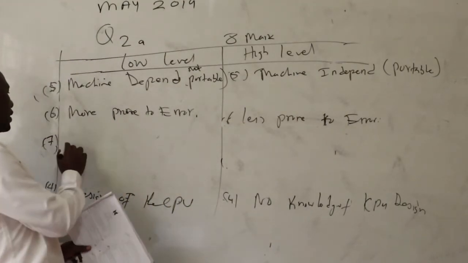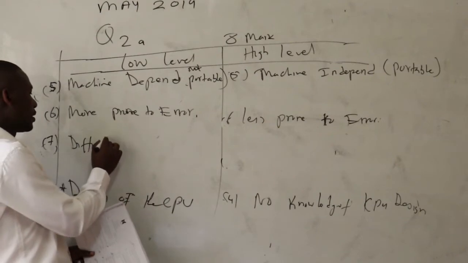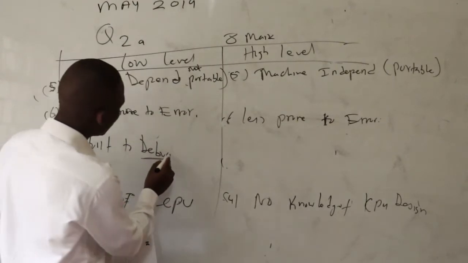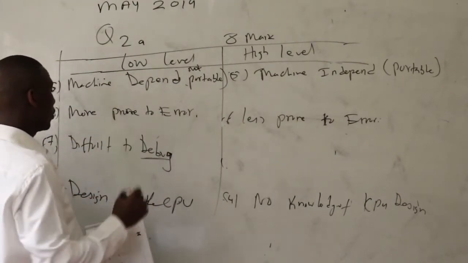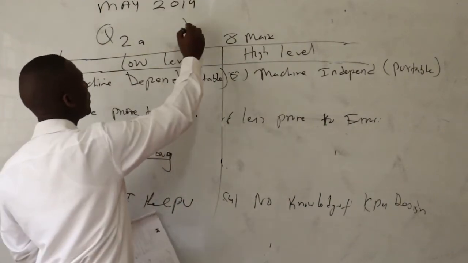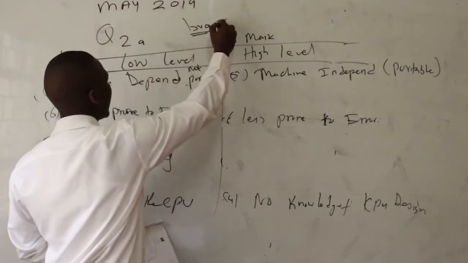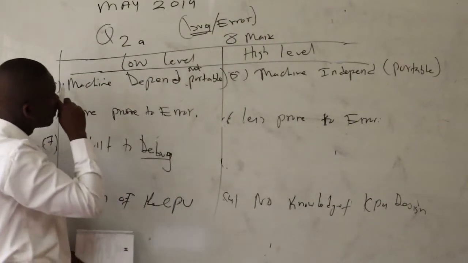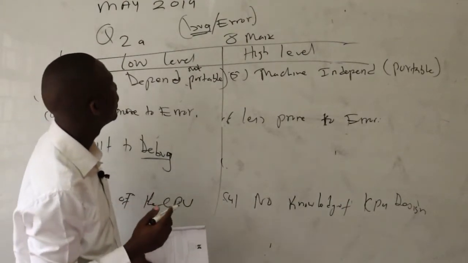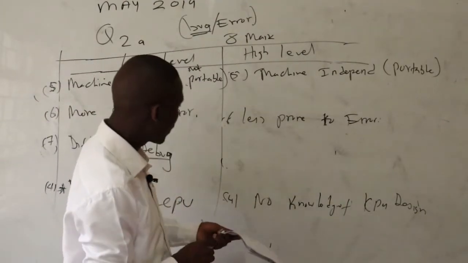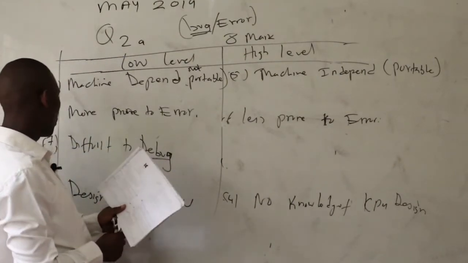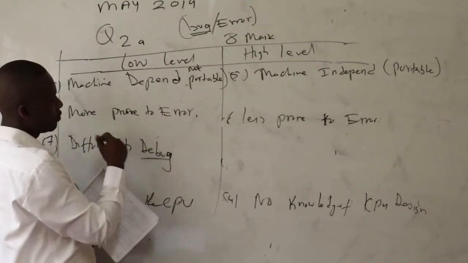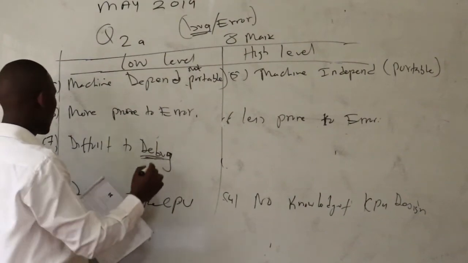So that is 7. Difficult to debug. To debug is to do what? To debug is to check and correct errors. So a bug in programming simply means error. An error, which we call the syntax error, is an error that has been caused by the wrong use of the programming rules. Such errors, to correct them, we say you are debugging.